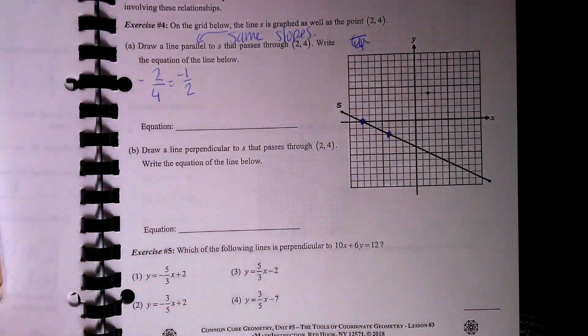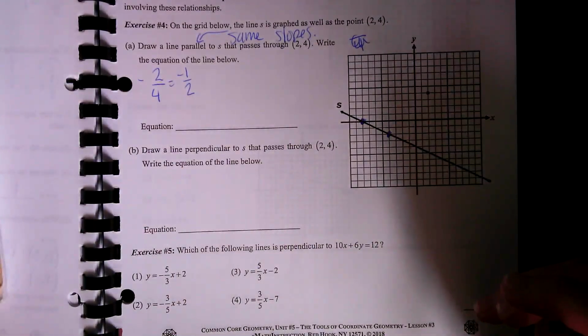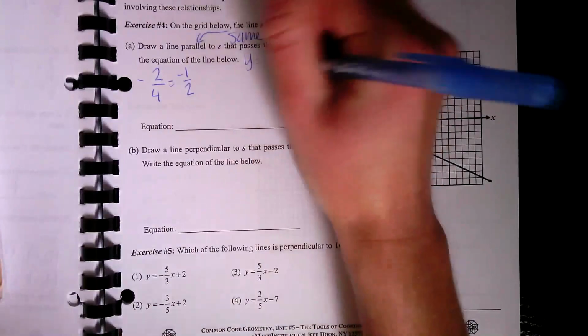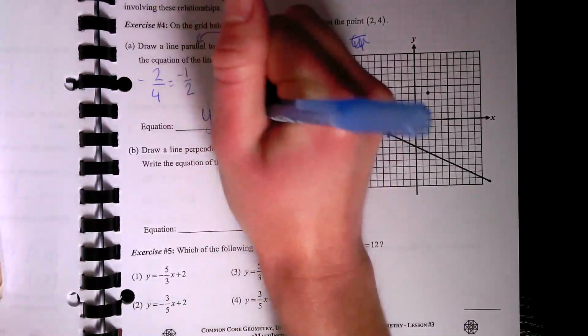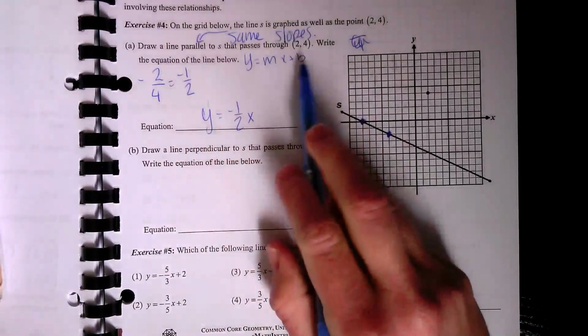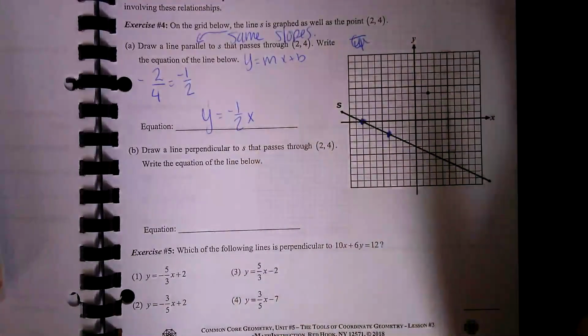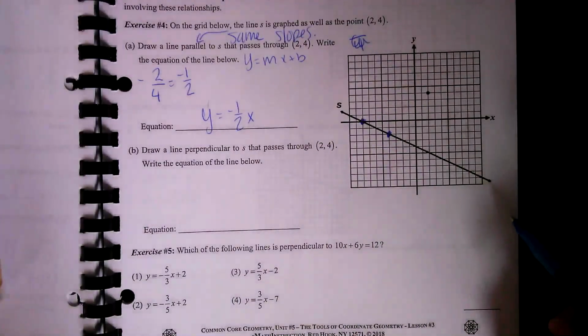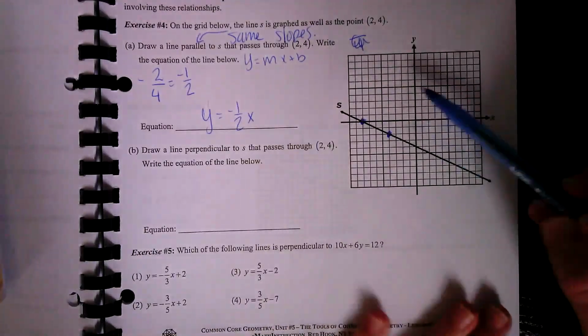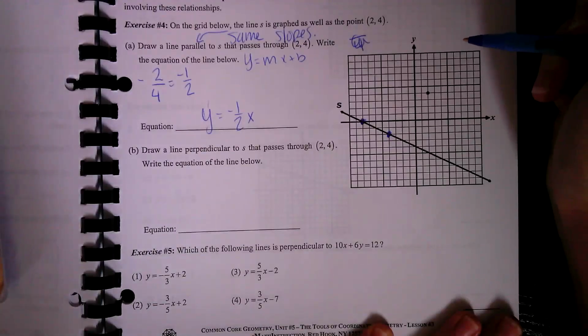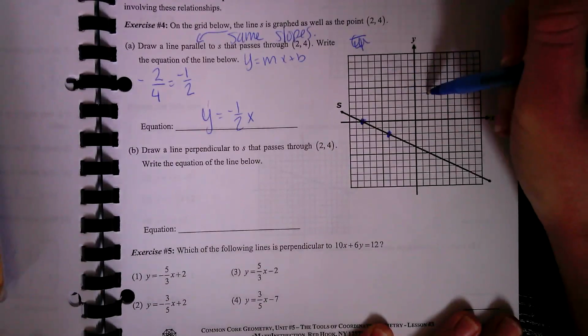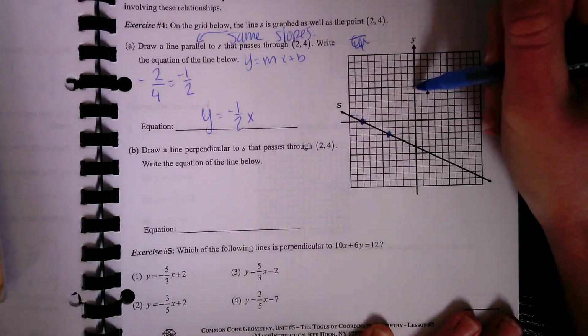Okay. Now we need to find the y-intercept, right? Our equation of our line is y equals mx plus b. Now we have our slope, which is negative 1/2. Now we need to find our y-intercept. So there's a couple ways we could do this, but I'm going to do it graphically. So starting at the point (2, 4), let's go over 2 and up 1. We're going to go in this direction. So over 2 and up 1.